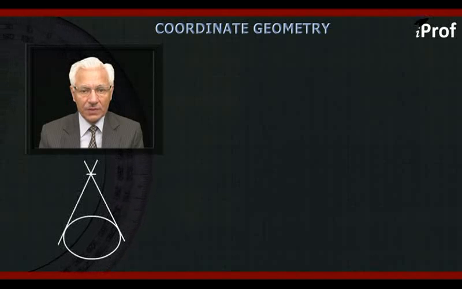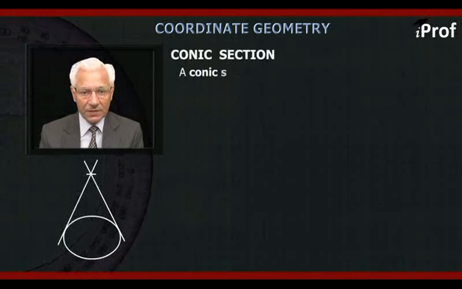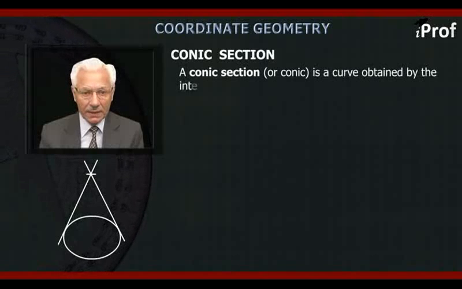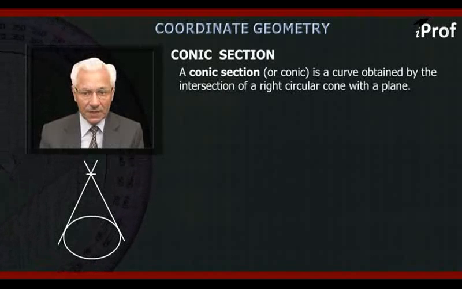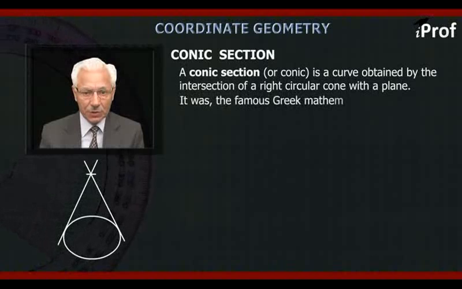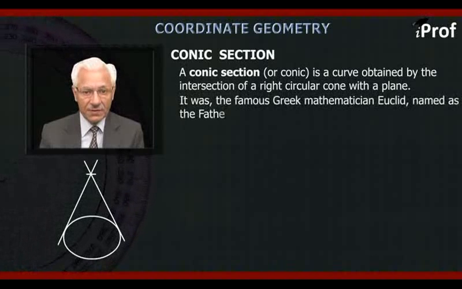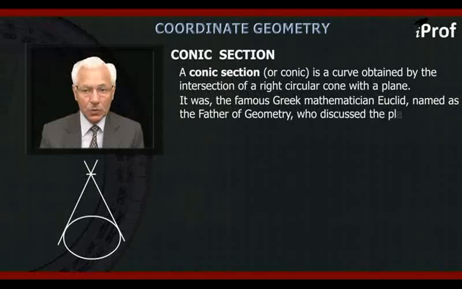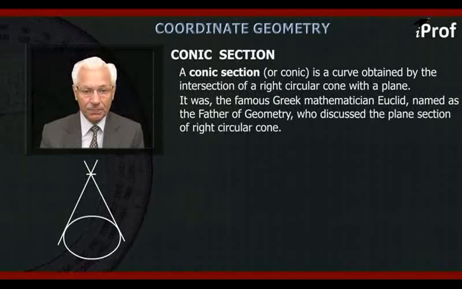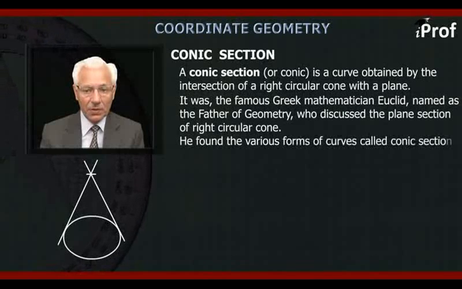Go to a new concept called conic section. A conic section or conic is a curve obtained by the intersection of a right circular cone with a plane. It was the famous Greek mathematician Euclid, named as the father of geometry, who discussed the plane section of a right circular cone. He found the various forms of curves called conic section.